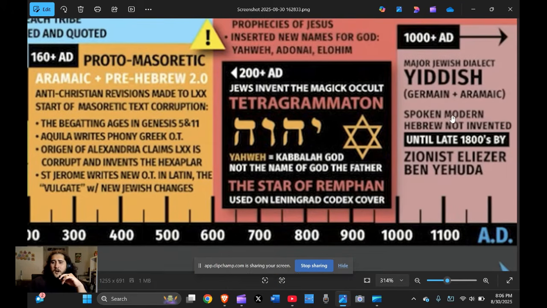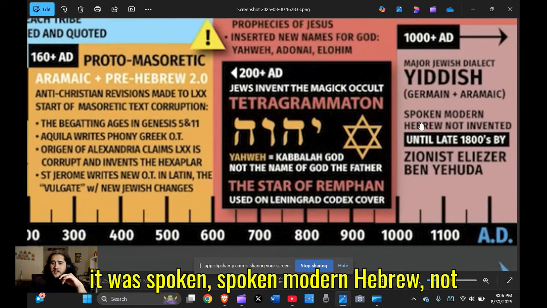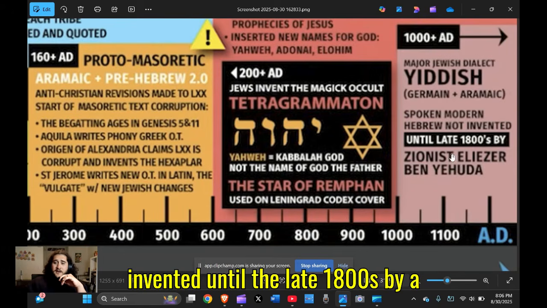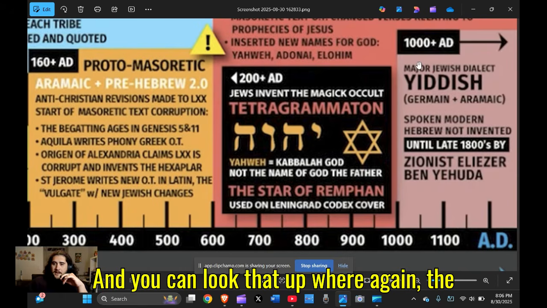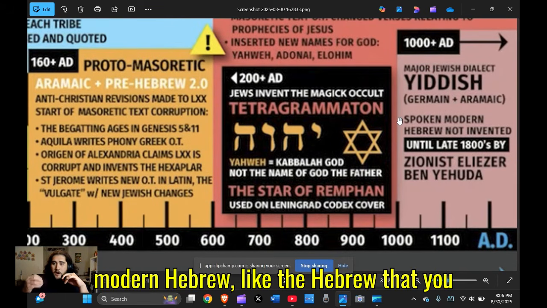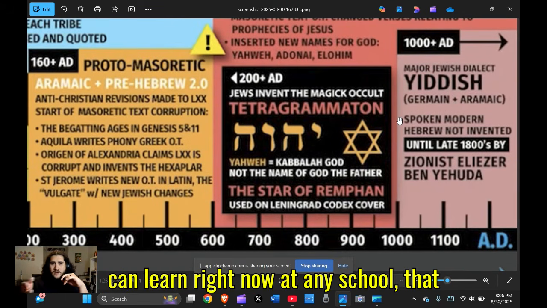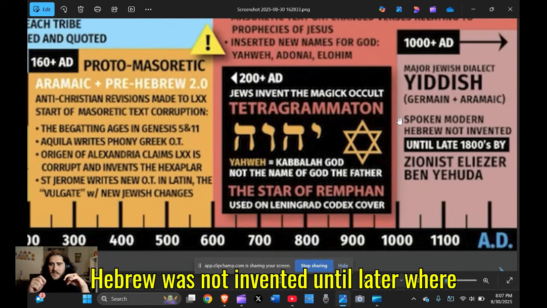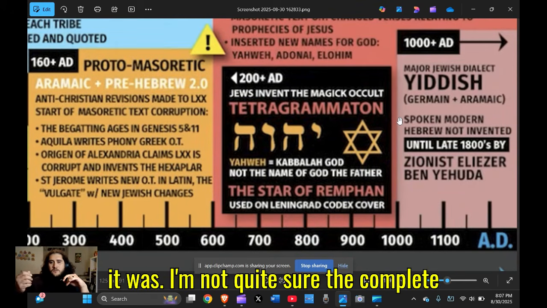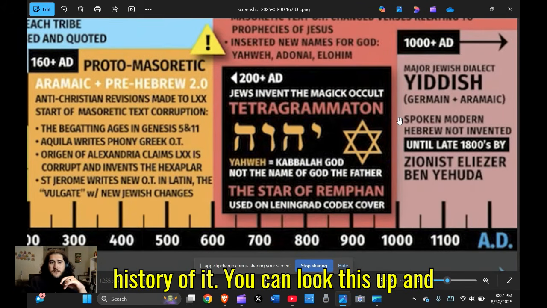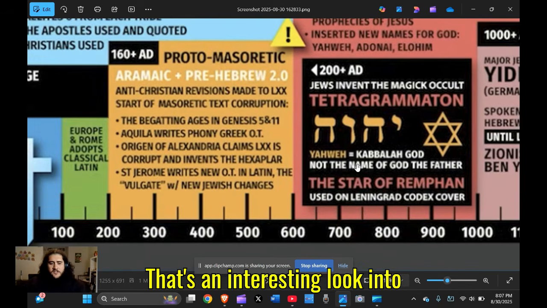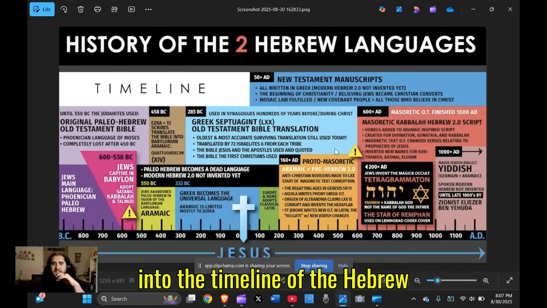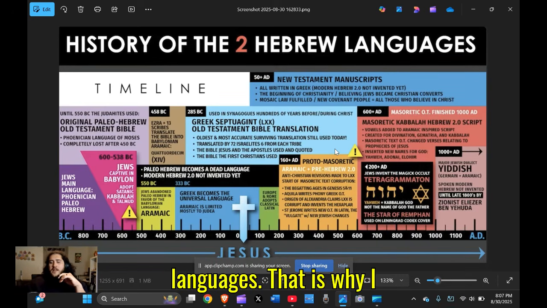And then spoken modern Hebrew was not invented until the late 1800s by a Zionist named Eliezer ben Yehuda, and you can look that up. Again, the modern Hebrew, like the Hebrew that you can learn right now at any school, that Hebrew was not invented until later. I'm not quite sure the complete history of it. You can look this up, and it's verifiable. But either way, that's an interesting look into the timeline of the Hebrew languages.